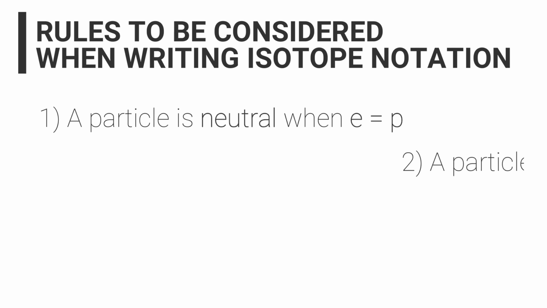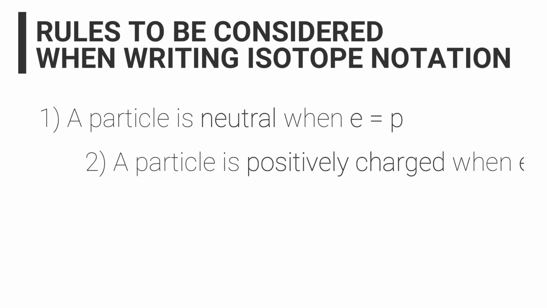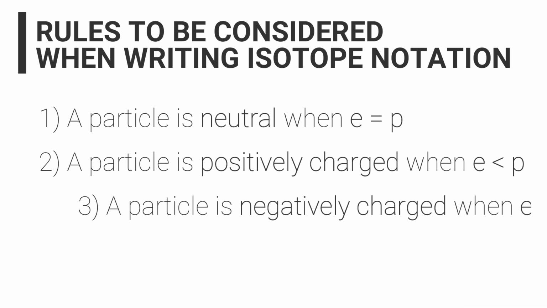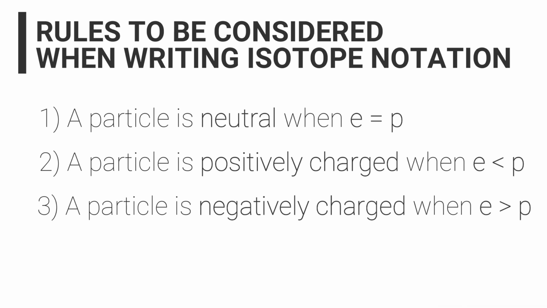2. A particle is positively charged when the number of electrons is less than the number of protons. 3. A particle is negatively charged when the number of electrons is more than the number of protons. So, for both positively or negatively charged particle, the charge will be noted on the top right of the element symbol.